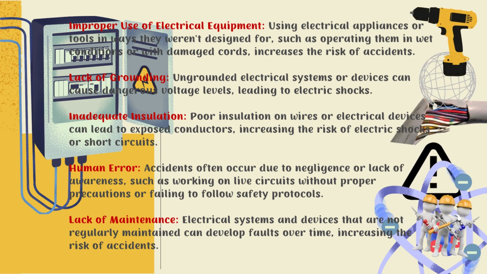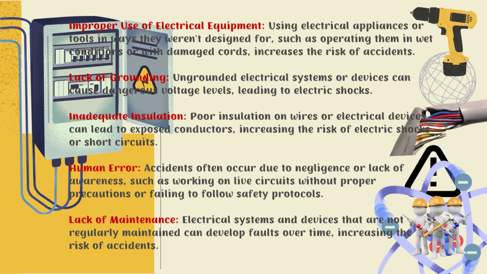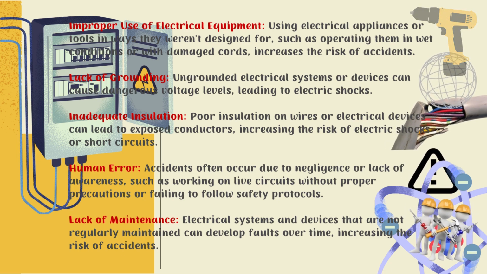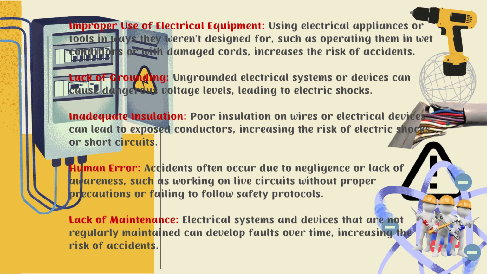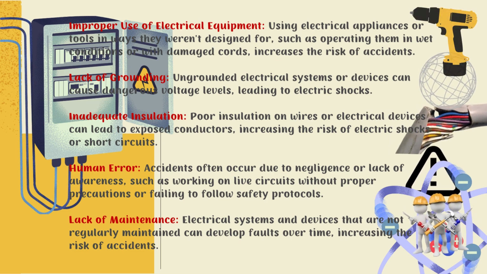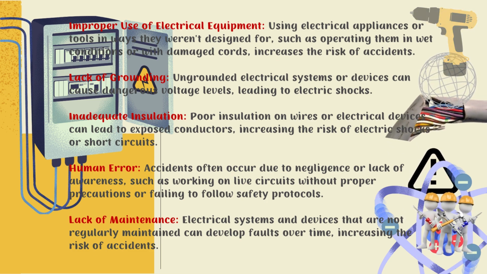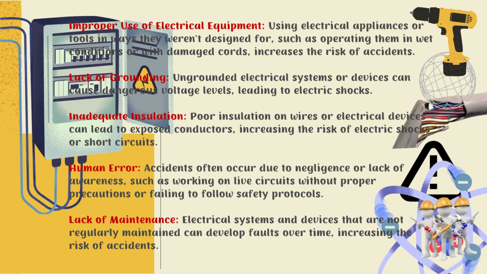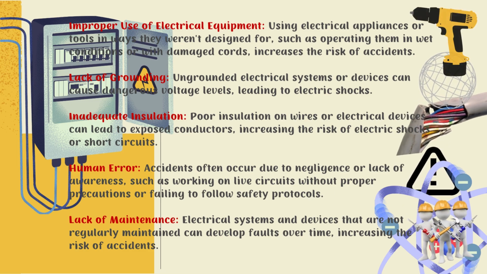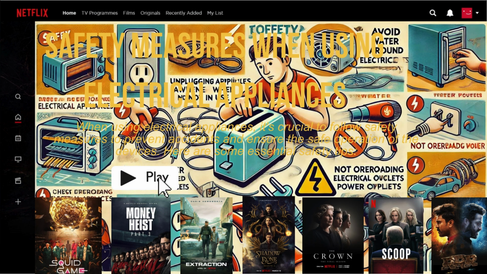Lack of grounding. Ungrounded electrical systems or devices can cause dangerous voltage levels, leading to electrocution. Negligence: accidents often occur due to negligence or lack of awareness, such as working on live circuits without proper precautions or failing to follow safety measures. Lack of maintenance: electrical systems and devices that are not regularly maintained can develop faults over time, increasing the risk.